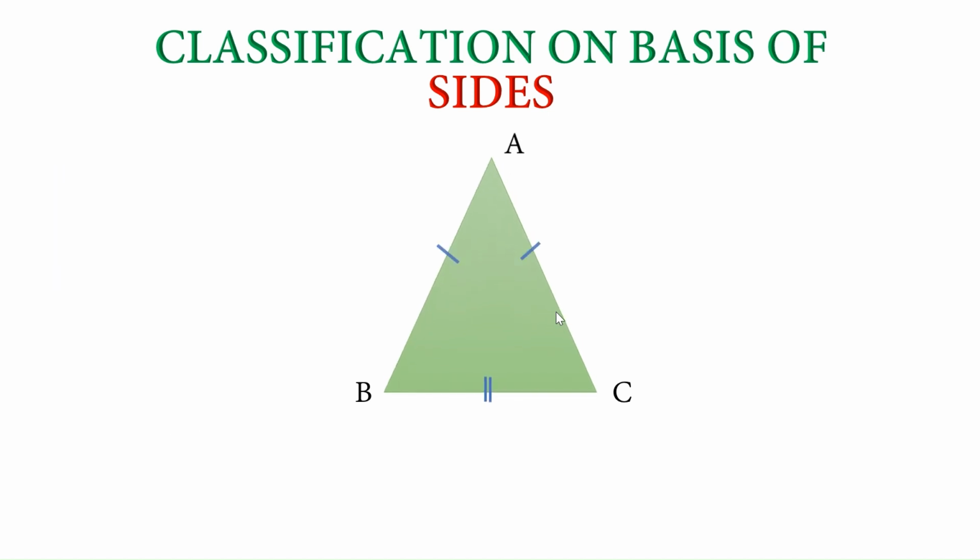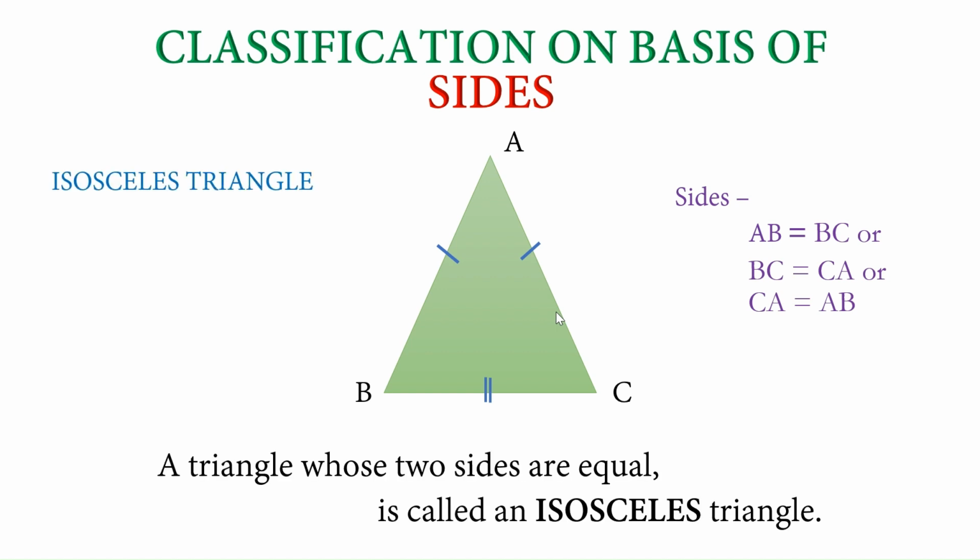If any two sides are of equal length, small dashes on these sides indicate that those two sides are equal in length. Here AB and AC both have a single dash on them, which means both are of equal length. And the third side BC has two dashes on it, which means it is of a different length. The two equal sides can be any, but in the given triangle, AB and AC are equal. So, when two sides are equal, it is called an isosceles triangle.